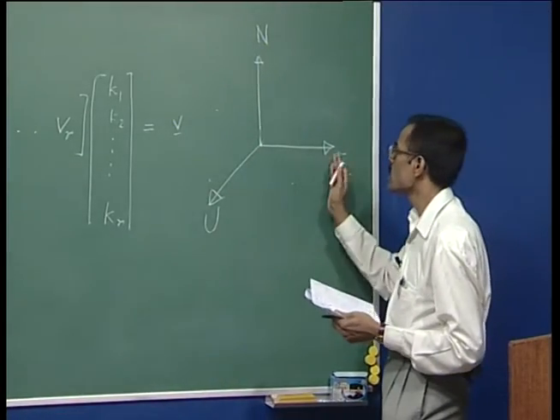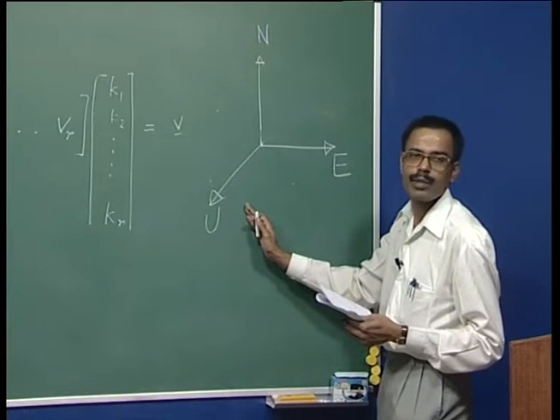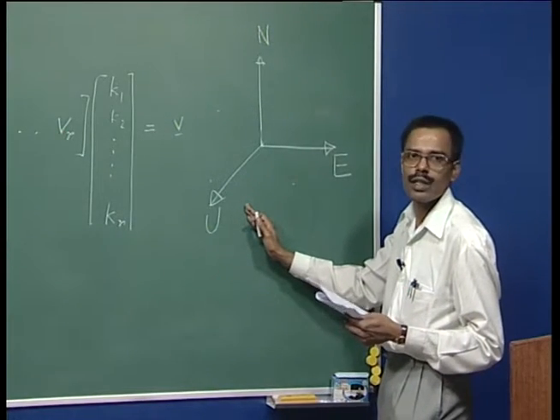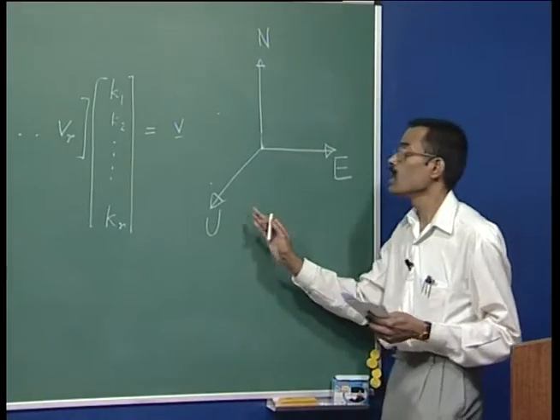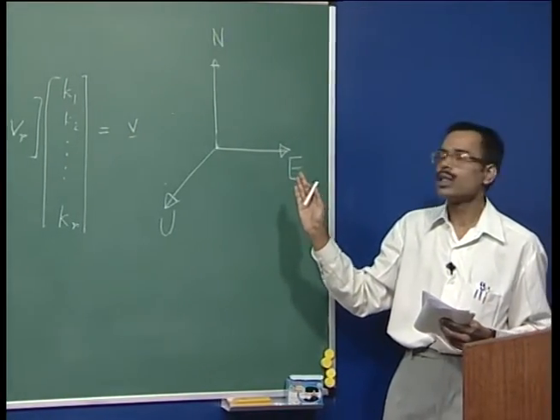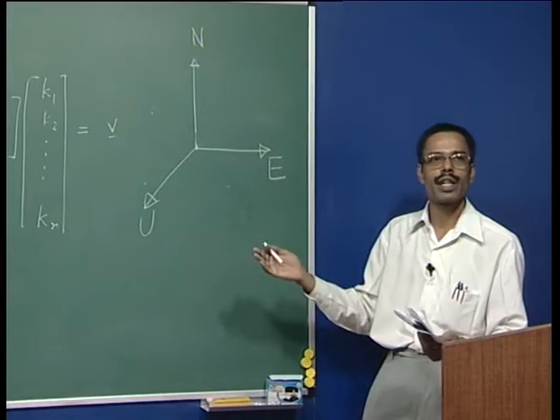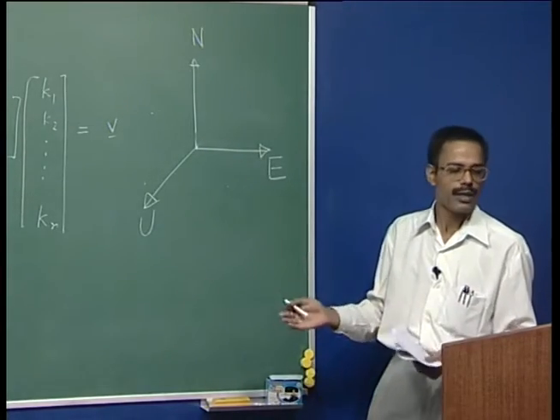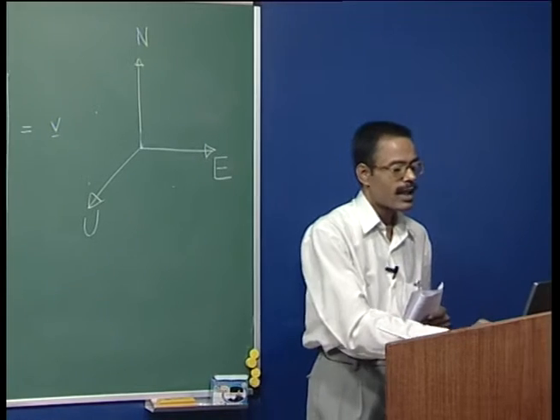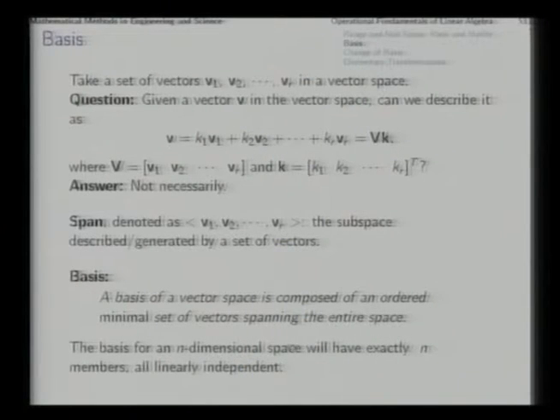You noticed that 3 were barely the minimum needed, and more than 3 we will not keep. Why were 3 barely needed? Because the dimension of this space which we are trying to describe is 3, and therefore we also say that the basis for an n-dimensional space will have exactly n members, all linearly independent: exactly n members to keep the set minimal, and all linearly independent to be able to describe all vectors in the vector space.